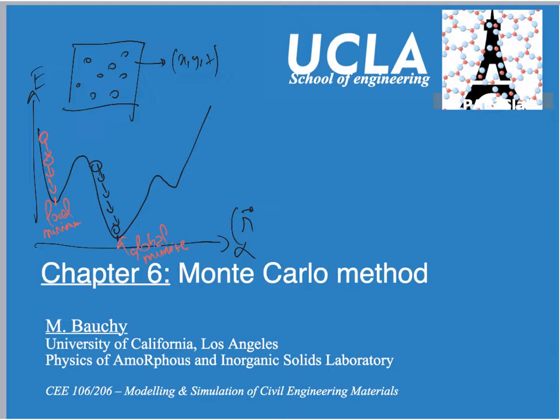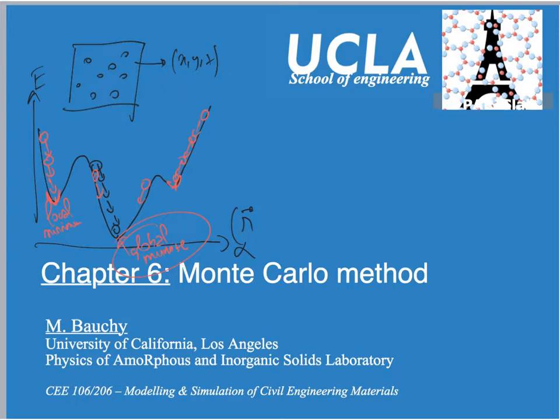So the main drawback of the conjugate gradient method or the steepest descent method is that you can easily get stuck in some local minimum if you don't start from a position that is directly next to the global minimum. The problem with this method is that it's very sensitive to the starting point, to the initial configuration of the atoms. And if you don't start from a configuration that is already close to the global minimum, then you are likely to get stuck in some local minima.